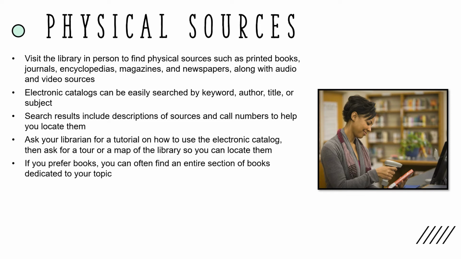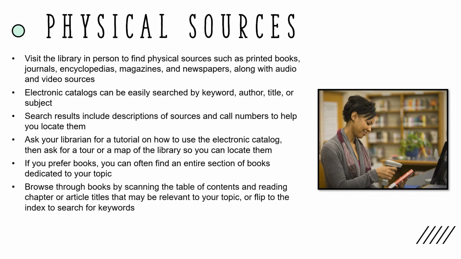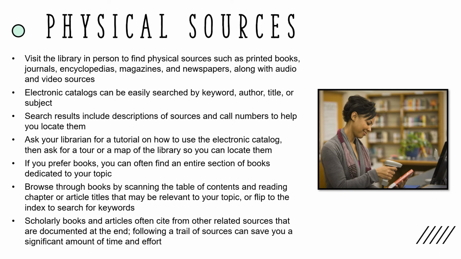If you prefer printed, hard copy books, you can often find an entire section of books dedicated to your topic in the library. It's easy to browse through books quickly by scanning the table of contents in the books and reading chapter or article titles that may be relevant to your topic. Or you can flip to the index in the back of the books to search for key words. Additionally, oftentimes scholarly books and articles will cite other related sources that are also documented at the end. Following a trail of sources can save you a significant amount of time and effort when researching. Feel free to take advantage of other people's hard work whenever you can.